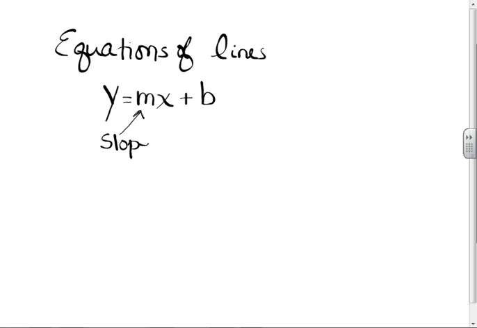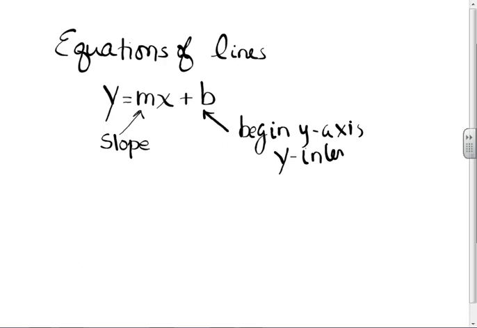And this is, what's b? Jake, do you remember? It's where we begin, but on what axis? You begin on the y-axis. It's called the y-intercept. Well, the problem is, most of the time, we don't have the y-intercept. Most of the time, we're given a point, and either we find the slope or we are given the slope.